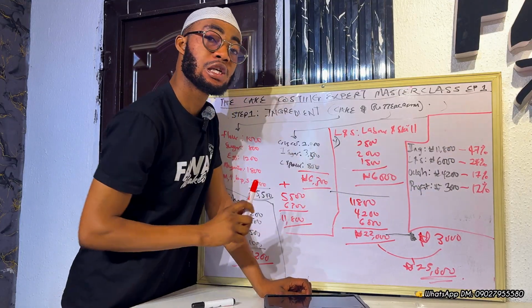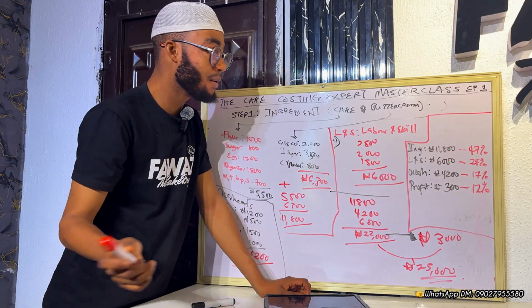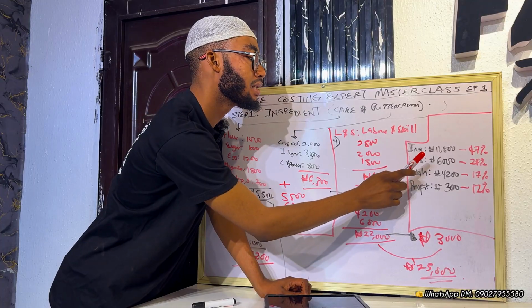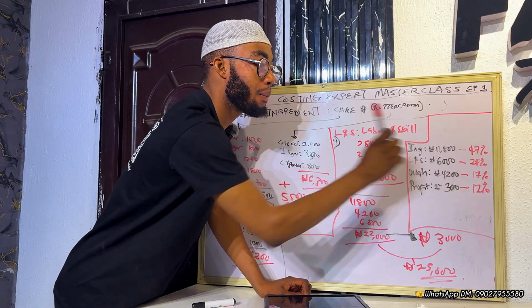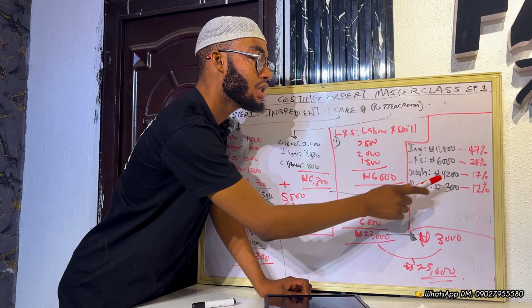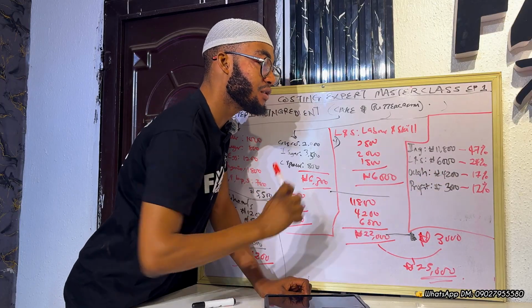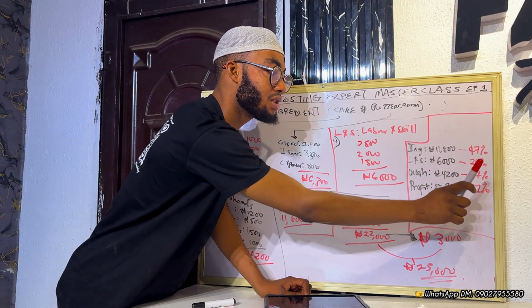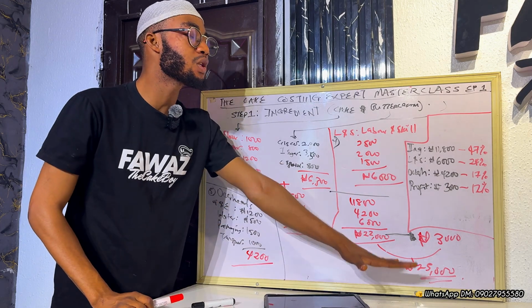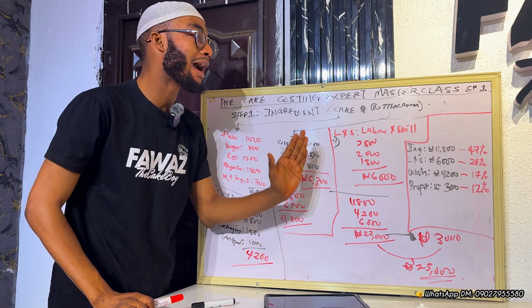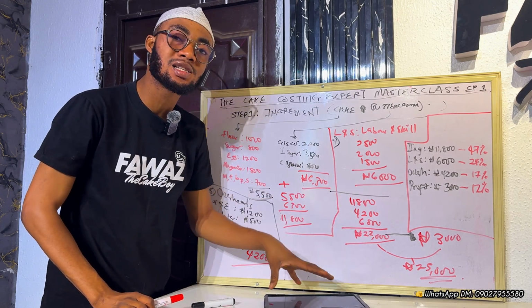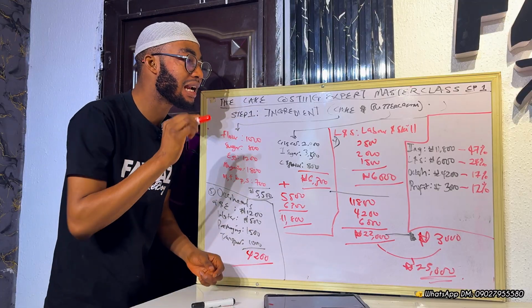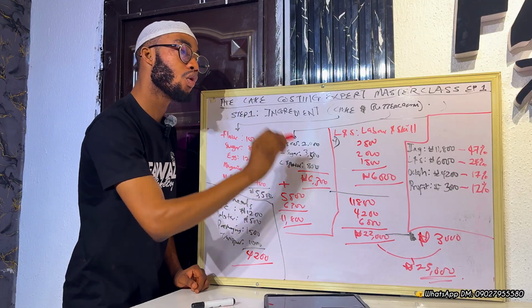Now look at this. 11.8 is just 47%, it's not up to 50. The labor and skill is 6,000 naira, which is 24%. Overhead is 4,200 naira, which is just 17%, and your profit is 12,000 naira. Now, these percentages are not forced. We are able to arrive at these costs based on our practical analysis of every single thing.